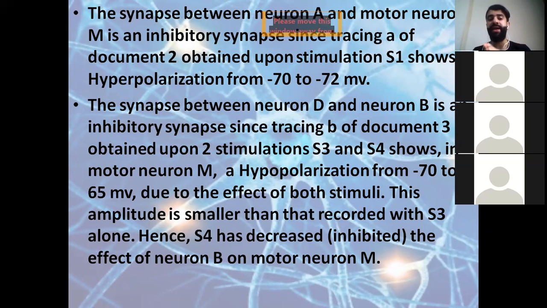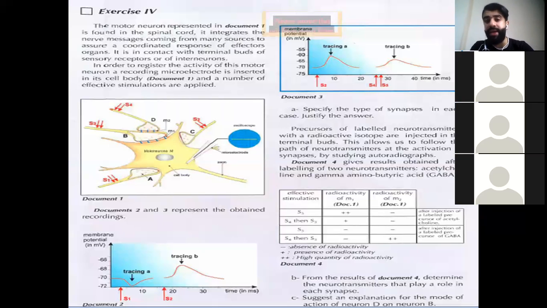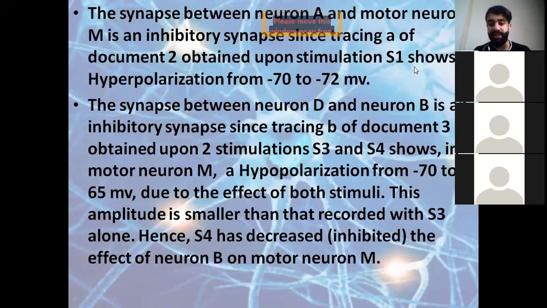The synapse between neuron D and neuron B is inhibitory. Why? Because in document 3, tracing B, the second one, which is this one, it decreases. It's obtained upon two stimulations, S3 and S4 together, a hypopolarization from minus 70 to about minus 65, while with S3 alone it shows minus 70 to about minus 60, which is more effective. So whenever we have the two stimuli, S3 and S4, it only reaches minus 65 and not minus 60. So this amplitude is smaller than the one applied with S3 alone. So here S4 has an inhibitory role. It inhibits the effect of neuron B on the motor neuron M.